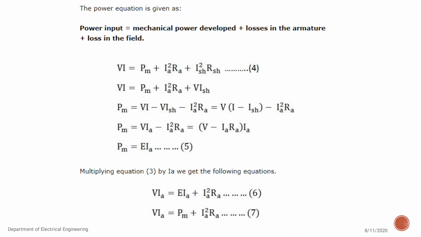Now we know that the electrical input is VI, that is voltage into current. Then the mechanical power developed is PM, that is mechanical power, which is equal to back EMF into current. Then the losses in armature. Armature losses are nothing but copper losses. So we'll consider Ia square Ra, and again the copper losses in the field, that is ISH square RSH.